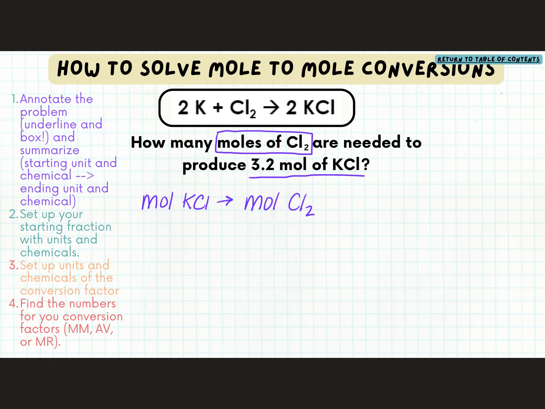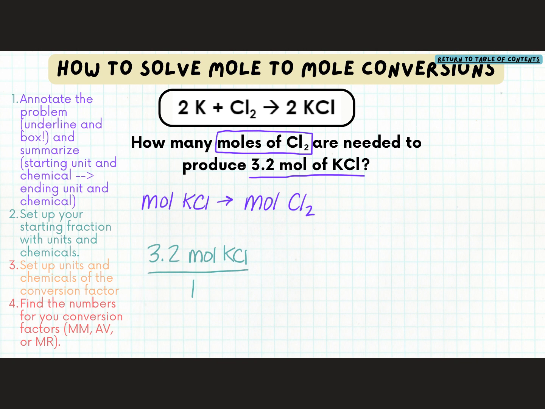All right, so the next step, that was step 1. Now we're on step 2. The next step says set up your starting fraction with units and chemicals. Guys, this is no different than what we did last unit. We just look at the problem, and the problem gives us 3.2 moles of KCl. It is really, really important that you put the chemical after the unit. So you have to write moles and you have to write KCl. And then on the bottom, just like normal, we're going to put a 1.